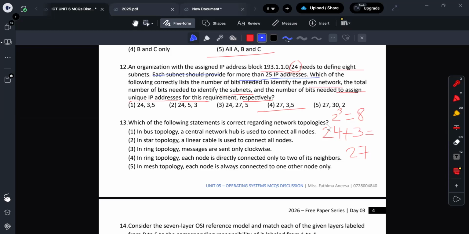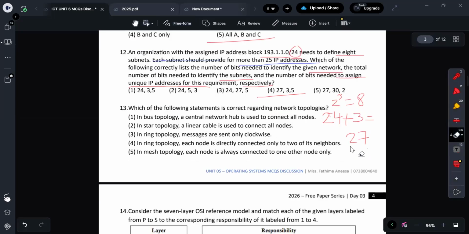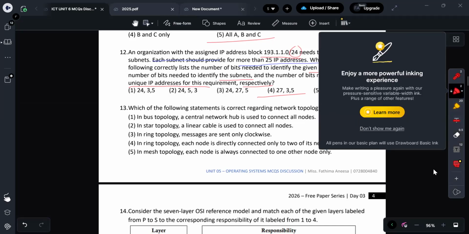Clear, no? Okay, good. Am I going fast? No, right? This is good, no? This pace.